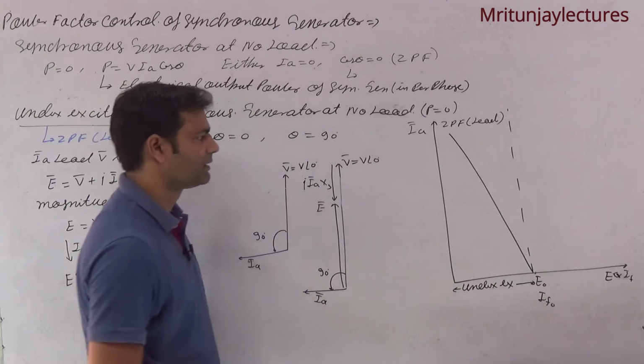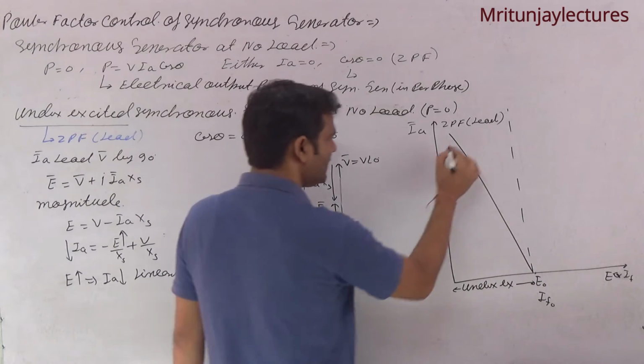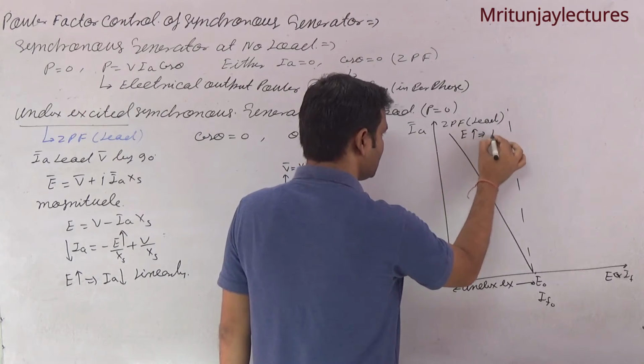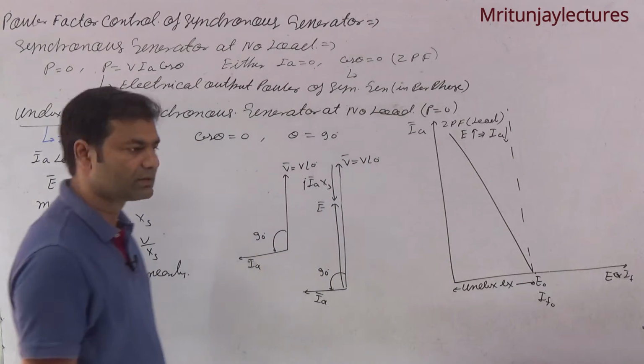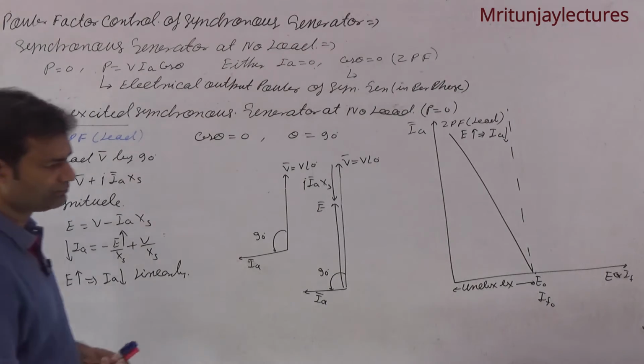This region is called under excitation. Clear? In this region E increases. What about I A? Decreases linearly. So that's why I make like this one. Clear?